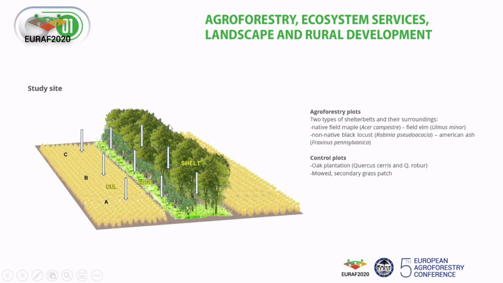Samples were taken inside the shelter belts, in the adjacent grassy edges and crop fields. These were the agroforestry plots, and as control plots, an oak plantation and a grass patch were used.